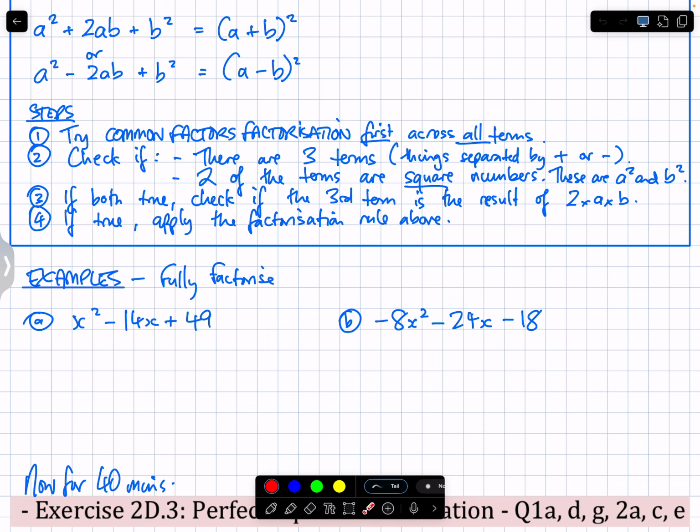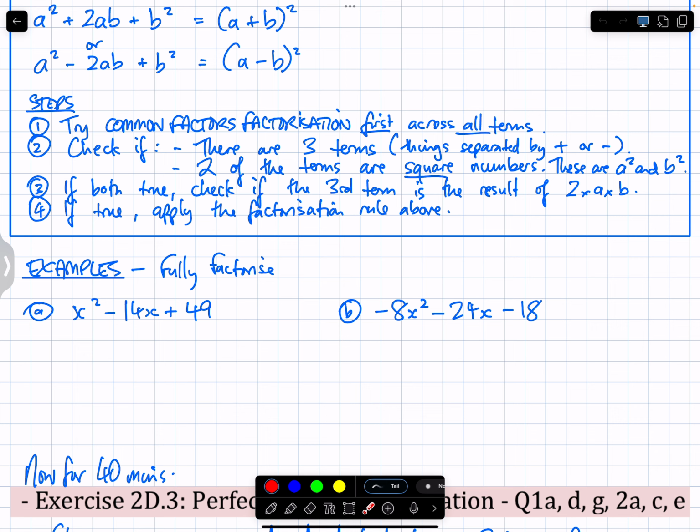So hopefully in these 11 weeks you've worked out how I operate. I tell you the steps. They don't mean much right now until you try it or until I show you an example. Okay? So let's show that example here. For a, x squared take 14x plus 49. I want to factorize that.